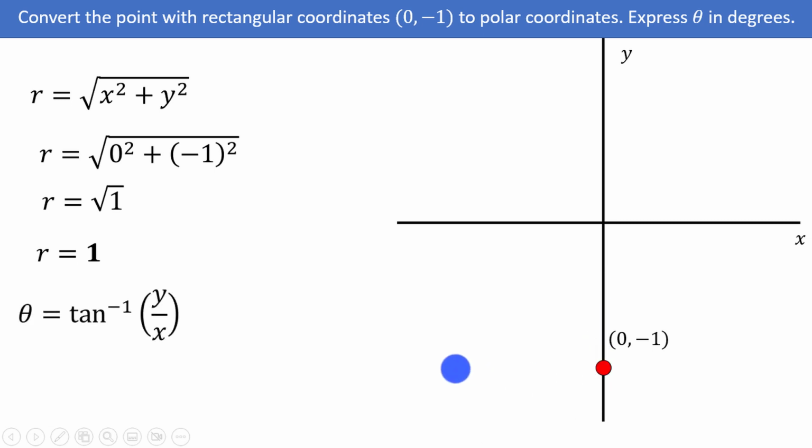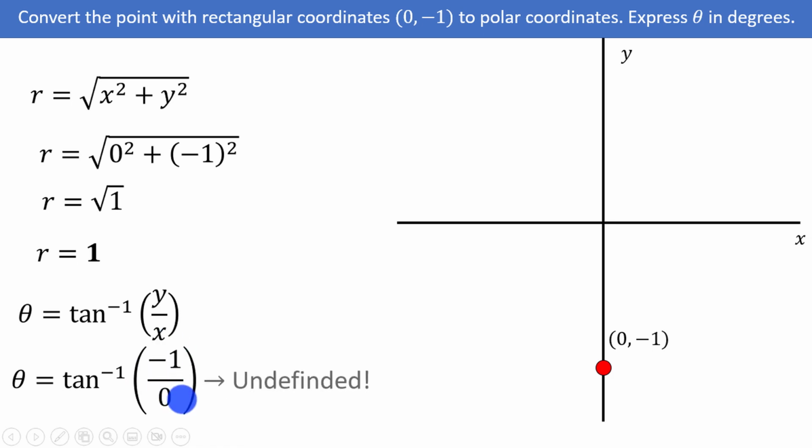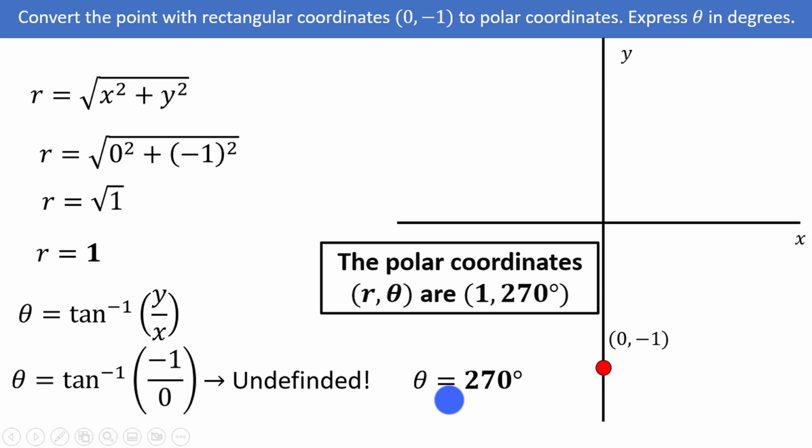Now what direction is that? Well, we can take the inverse tangent of y over x. If we plug y and x into our formula, we get a little bit of a problem. -1 over 0 is undefined, since we cannot divide by 0 in mathematics. So this is not going to give us an answer. So again, you have to think a little bit critically about what this angle is. This angle is just 270 degrees, so theta is 270 degrees. The polar coordinates r, theta are 1, 270 degrees.